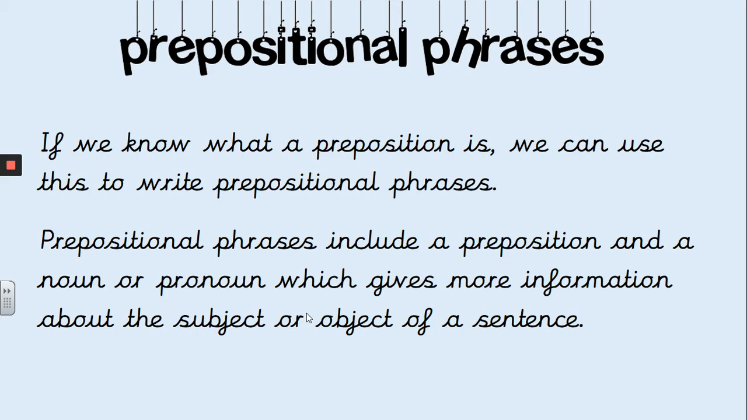The prepositional phrases. If we know what a preposition is, we can use this to write prepositional phrases. Prepositional phrases include a preposition and a noun or pronoun, which gives more information about the subject or object of a sentence. Now remember, a noun from our last lesson is a person, a thing, a place, or an idea. A pronoun is another word used to replace that noun. So rather than saying Jack did this and Jack did that and Jack did this, I might say he or his. So I'd replace the word Jack, his name, with a different pronoun, but I'd still know that I'm talking about that same person.